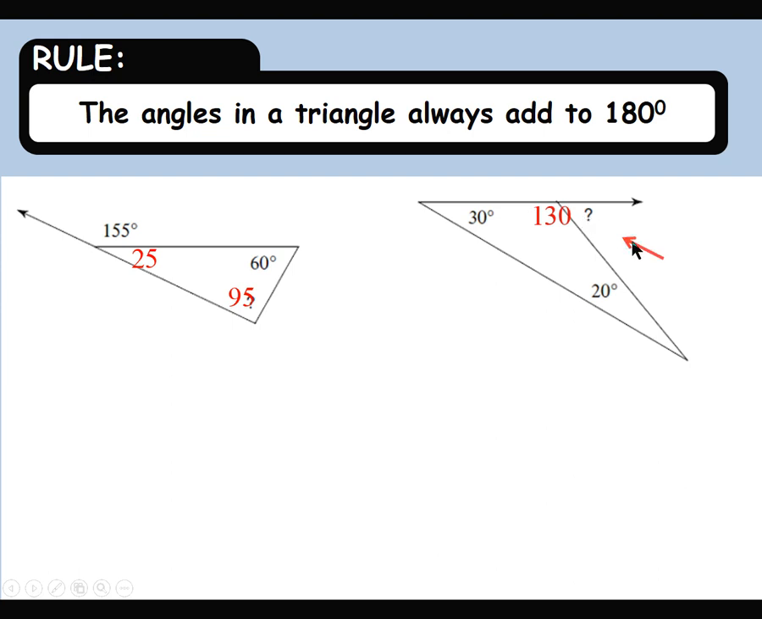Then if I want to know the one next to it over here, well, the 130 and this missing angle make a straight line, so they have to add to 180. So this missing angle would be 50. You could have jumped straight to the answer for this one, the 50, by simply adding the 30 and the 20, the two interior angles that are far away from that exterior angle.